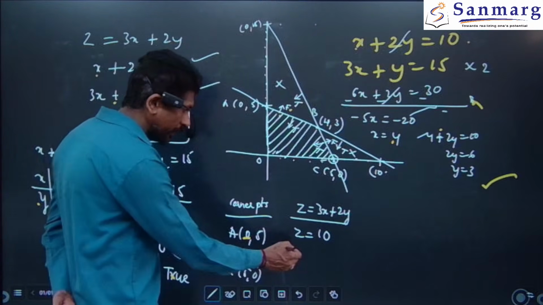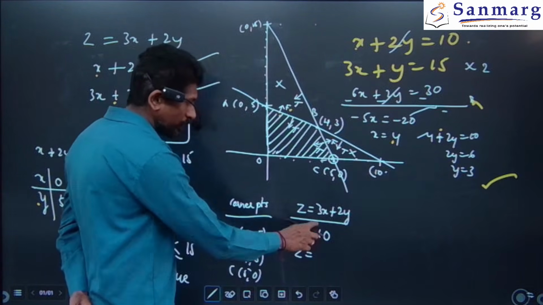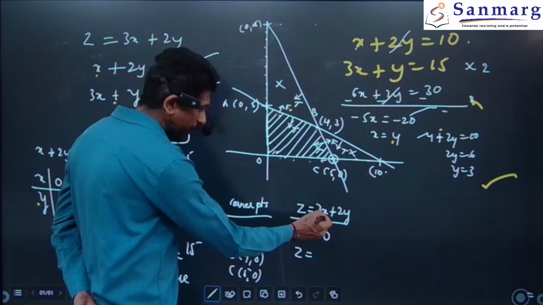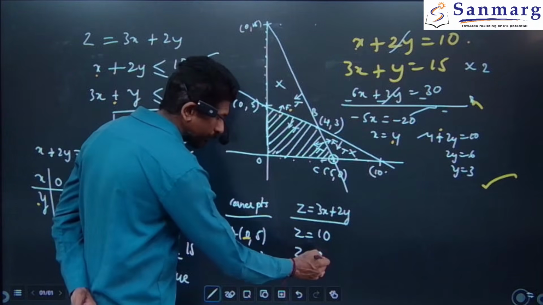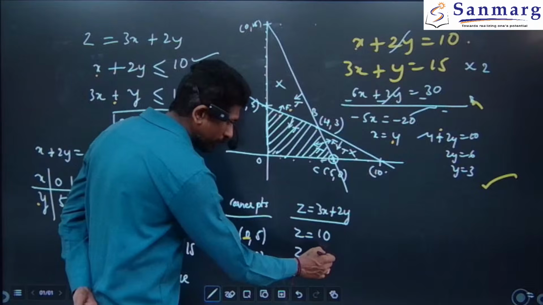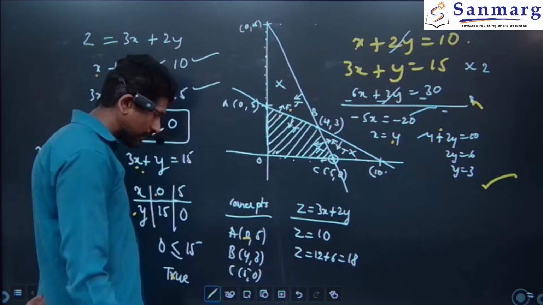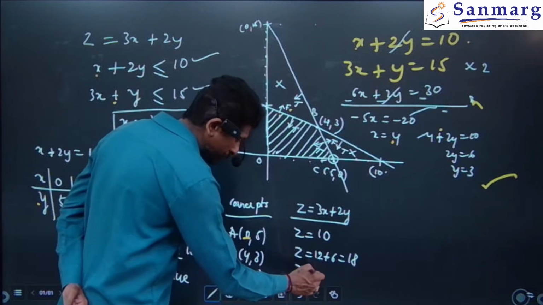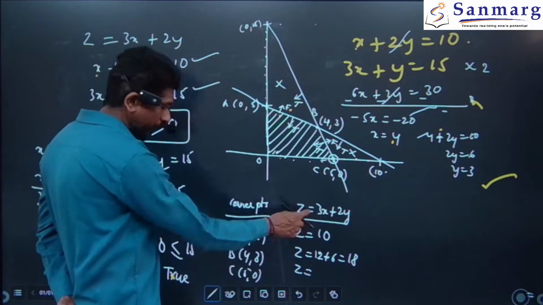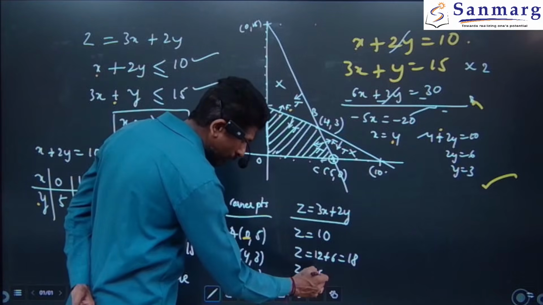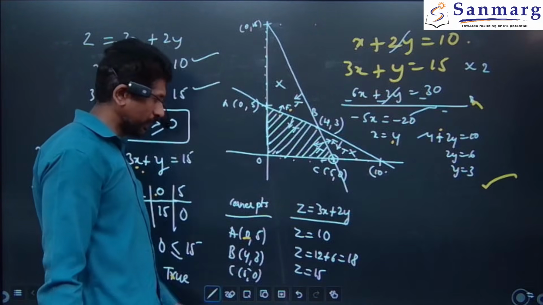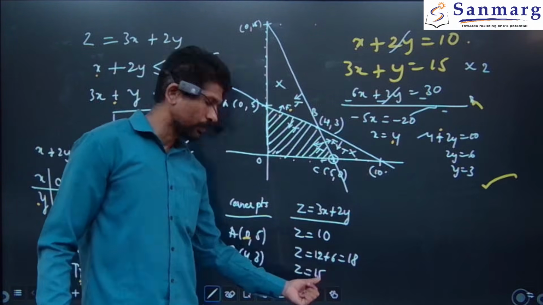The second point: z is again 3 into x, where x is 4, so 3 into 4 becomes 12, and 2 into 3 becomes 6. So the second value becomes 18. And for the third one, z is equal to 3 into 5, which is 15. So we will get three values here: one is 10, another is 18, another is 15.